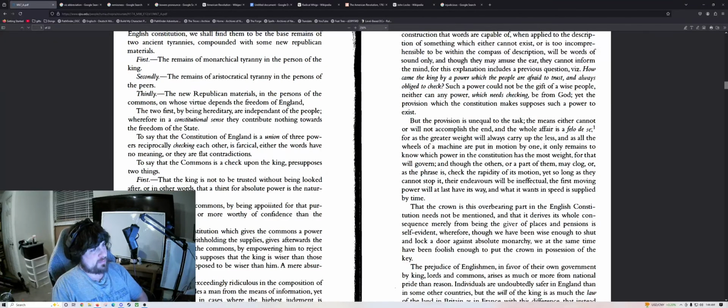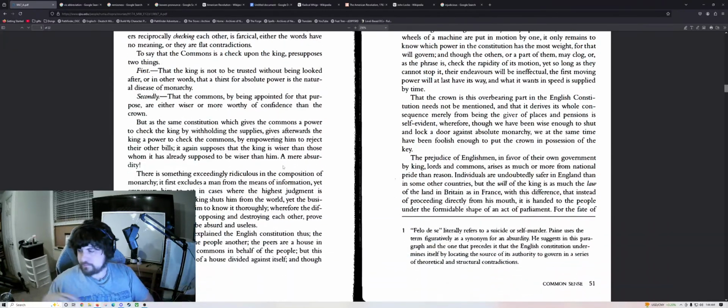To say that the Commons is a check upon the king presupposes two things. First, that the king is not to be trusted without being looked after, or in other words, that the thirst for absolute power is the natural disease of monarchy. Secondly, that the Commons, by being appointed for the purpose, are either wiser or more worthy of confidence than the crown. But the same constitution which gives the Commons a power to check the king by withholding supplies gives afterward the king a power to check the Commons by empowering him to reject their other bills. It again supposes the king is wiser than those whom it has already supposed to be wiser than him. A mere absurdity!